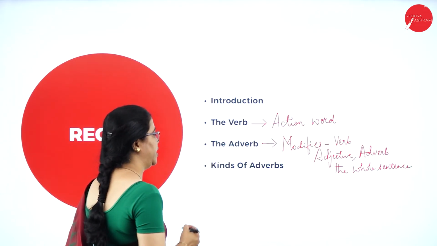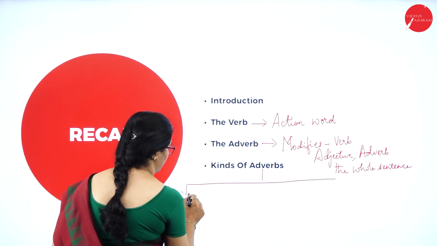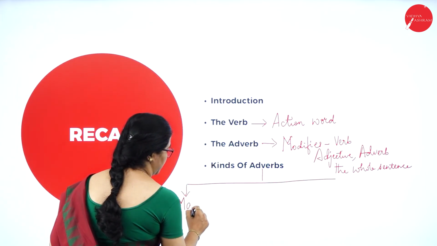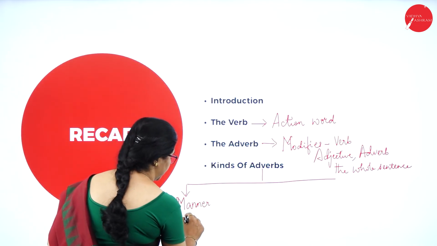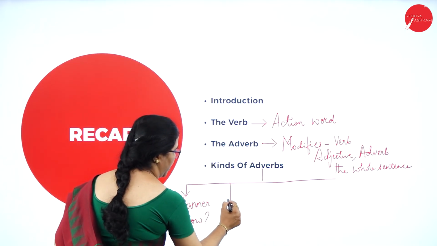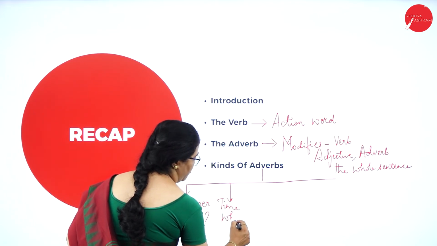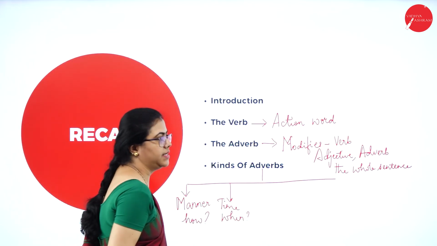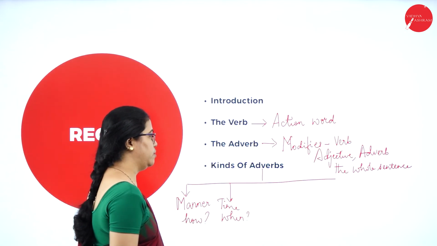So which are the 5 different kinds of adverbs we understood? We understood the adverb of manner, the way in which the work is done. It usually answers the question how. Then we learnt about adverb of time. It usually answers the question when. Examples: today, tomorrow, yesterday, morning. All these come under adverb of time.